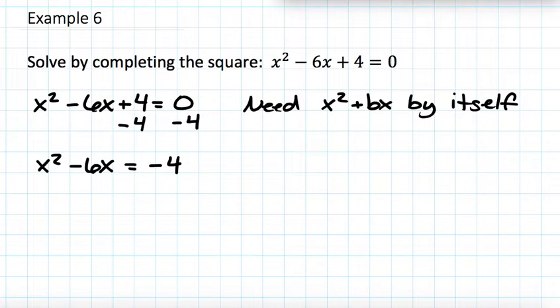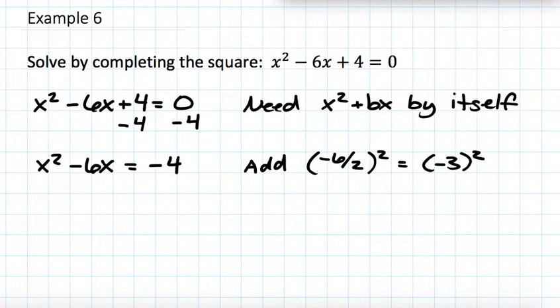Next, I'm going to figure out what I'm going to add. So my b in this case is -6. -6 divided by 2 squared is -3 squared. And -3 squared is +9. Now when you're doing this, when you square a negative number, you have to remember that it's supposed to be positive. Negative times negative is positive. You should always get a positive number to add. You should never be adding a negative number to both sides. Even if your b is negative, squaring it is going to make that negative go away.